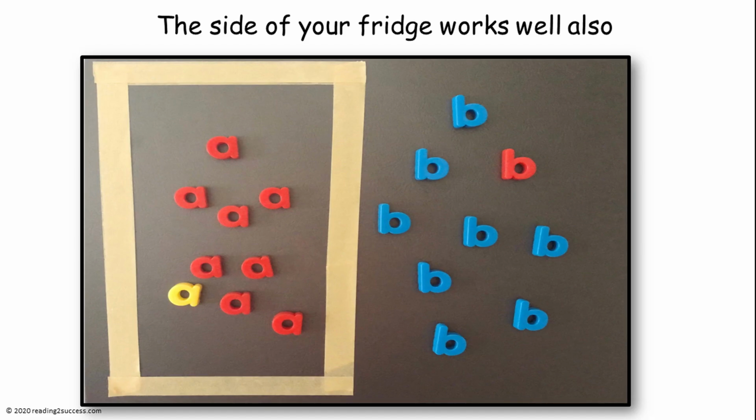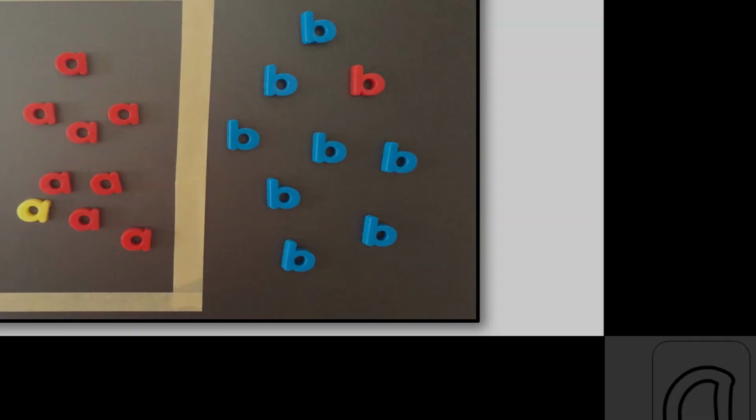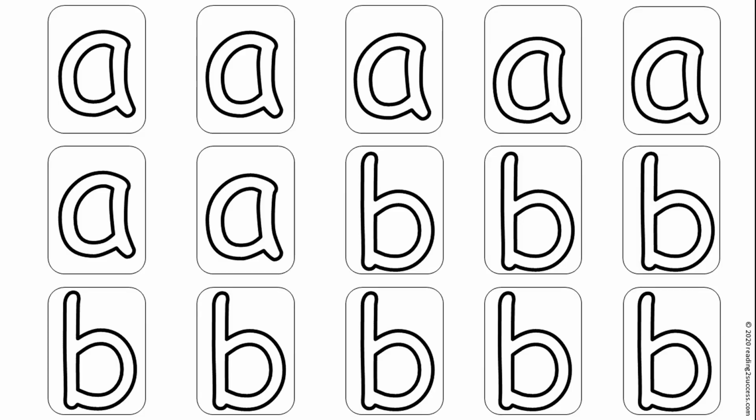If you don't have a whiteboard or a magnetic board, the side of your fridge will work fine. If you don't have magnetic letters, use this template and cut out the A's and the B's and just have kids sort them on a piece of paper.